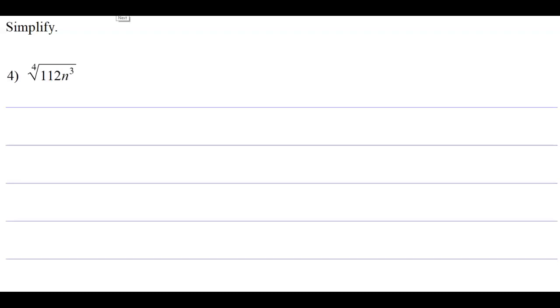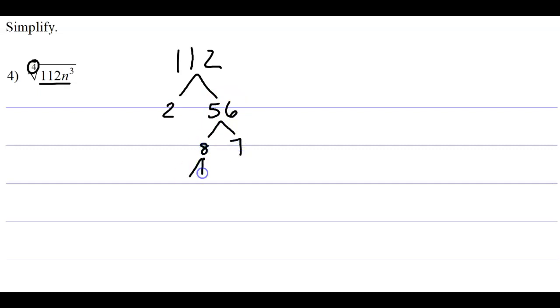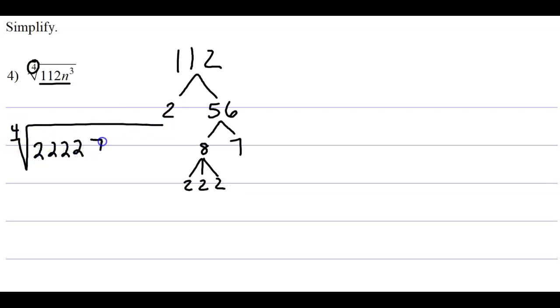So here's another one. This one is an even root. So we're going to do it the same way, but this time we're looking for groups of 4 identical numbers. So let's break down our 112. I know that 2 will go in there because it's an even number. I know that 56 is 8 times 7, and I also know that 8 is 2 times 2 times 2. So basically, if I were to break this thing down all the way, I would have four 2s, I would have a 7, and I would have three n's.